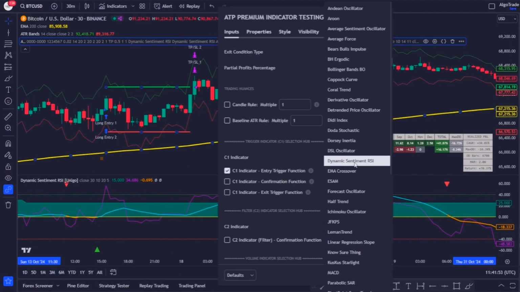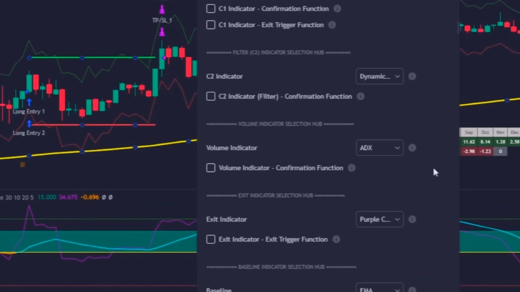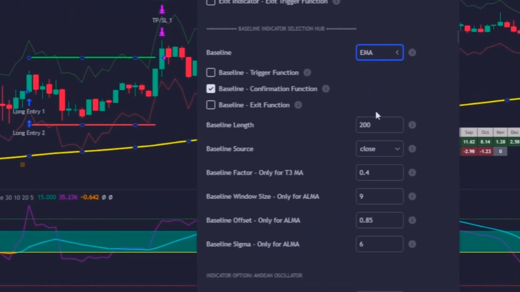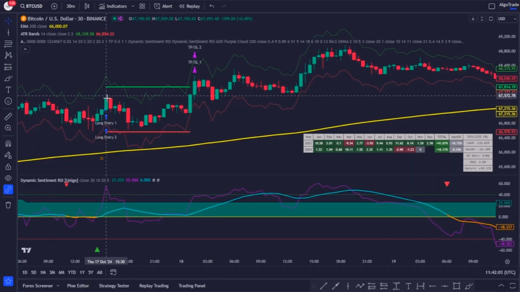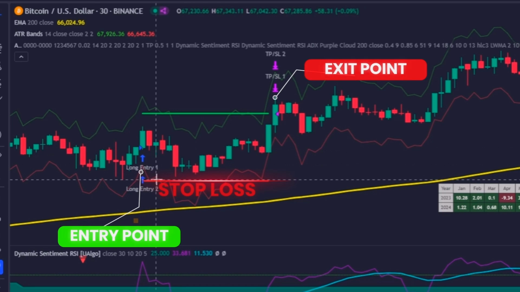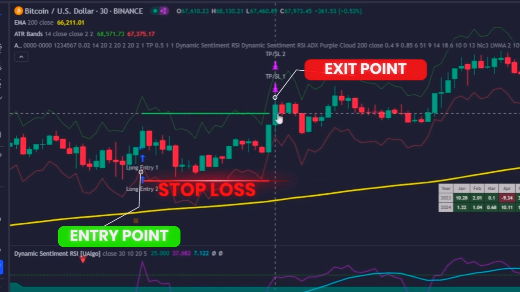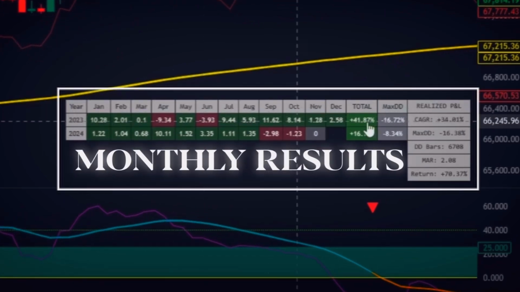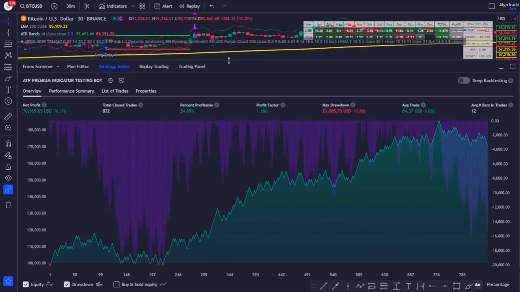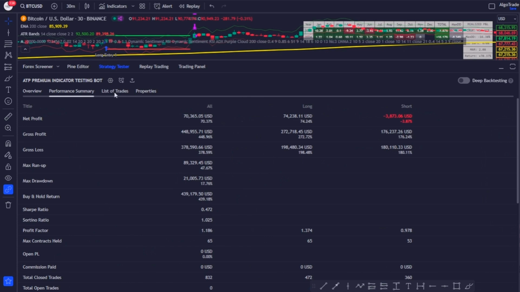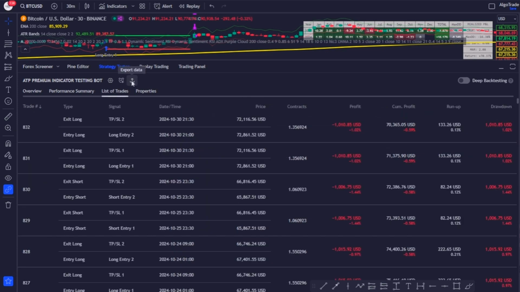Once we have set all the conditions, including the Dynamic Sentiment RSI, the 200 period EMA for baseline, and our risk management rules, the trading bot will execute every valid trade on the charts with a respective entry point, stop loss and exit point. Also, you will see the monthly results displayed along with overall statistics for each asset in the Strategy Tester tab.